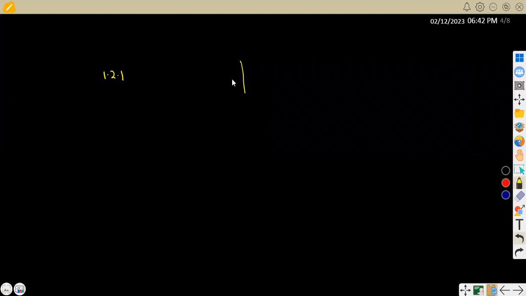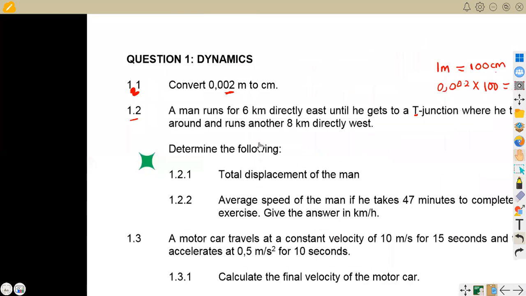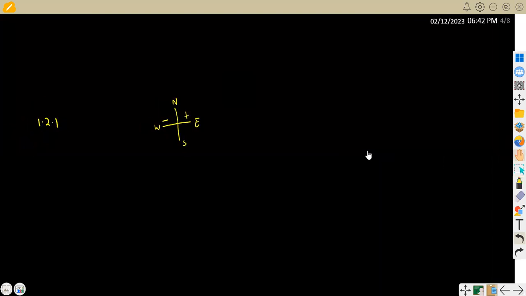We know that from the north pole, that's north, south, east, and west. Whenever you are going to the east, you are in the positive region. To the west, you are in the negative region. So the man is running towards the east for 6 kilometers, directly to the east. That's a positive, so this is positive 6 kilometers.